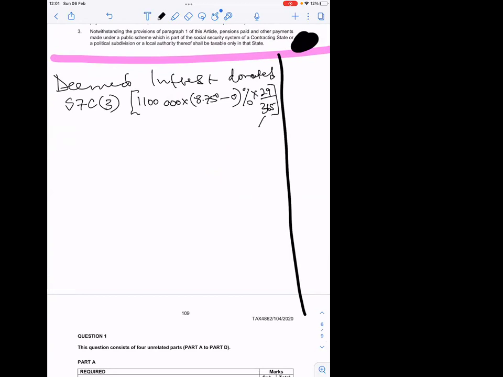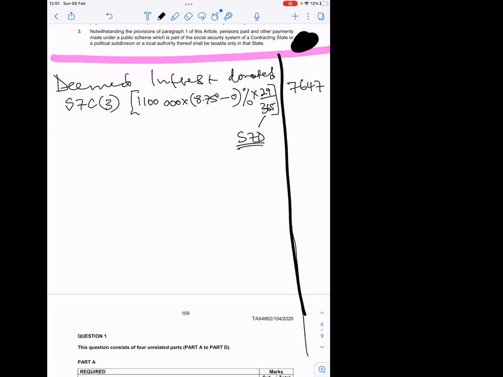And when I do that, I need to indicate to the marker that you see me apportioning using days there. I know what I'm doing. So we move times 8.75 divided by 100 is equal to that one times 29 divided by 365. We get an amount of 7647. So that particular guy is deemed to have donated an amount of 7647.